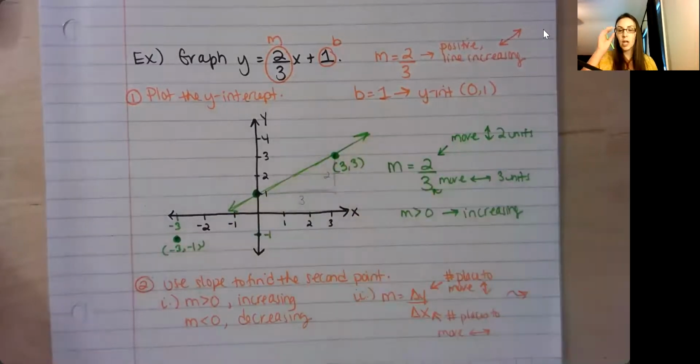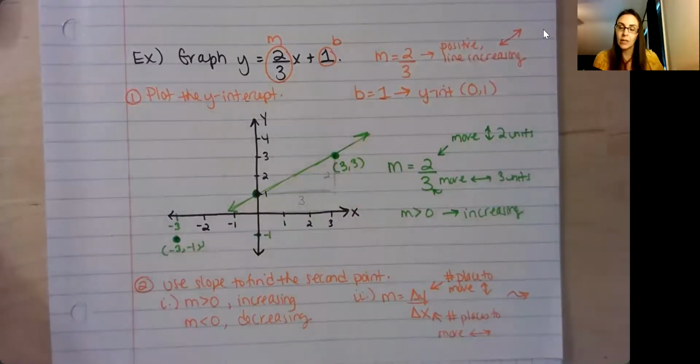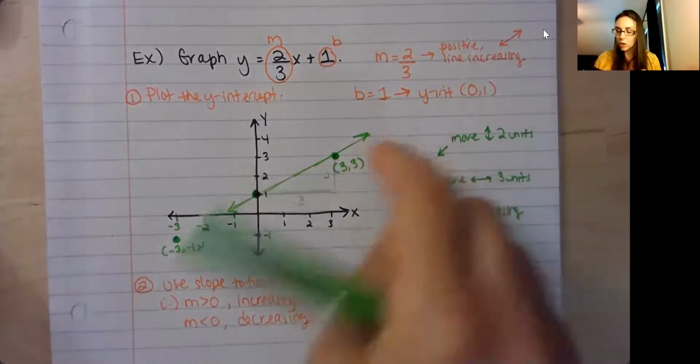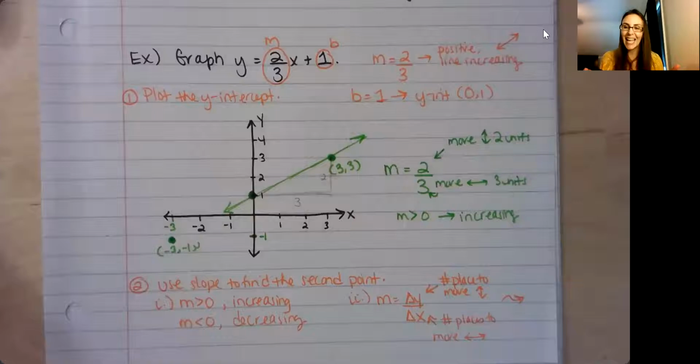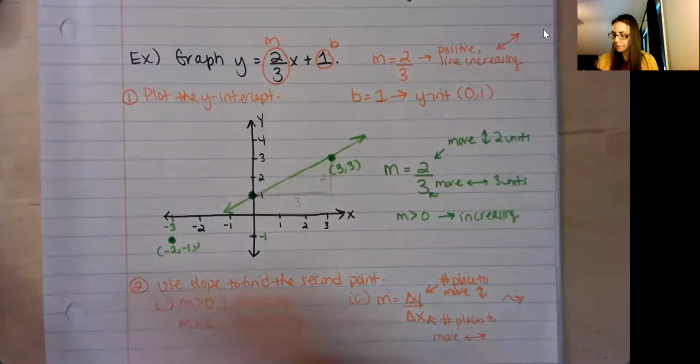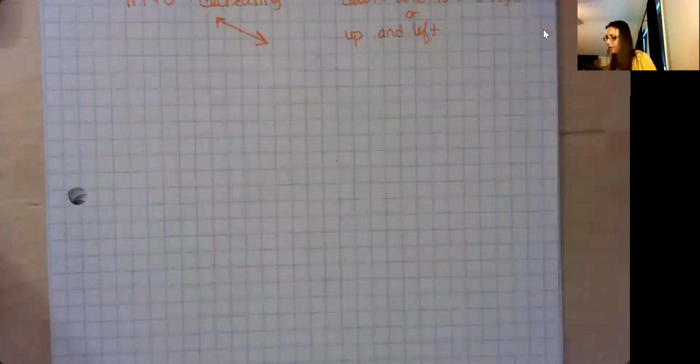And I always have students check at the end. Once you do your counting, because sometimes students make mistakes, look at your picture overall. Is it going the right direction? If it's positive, it should be increasing. If it's negative, it should be decreasing. If you have that flipped, then you know you did something wrong with your counting. Let's do another example.